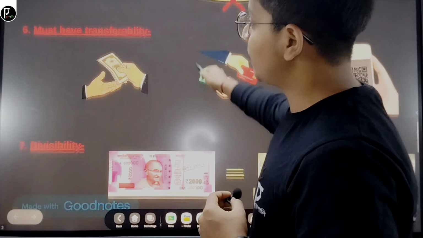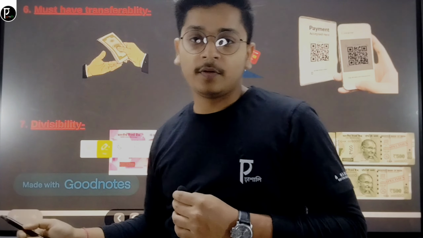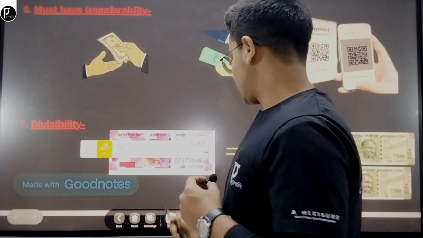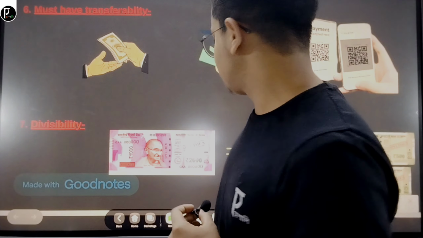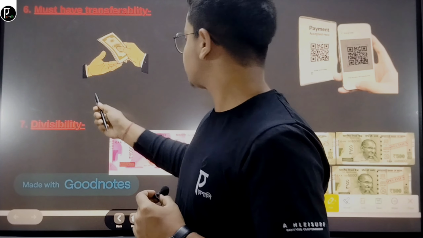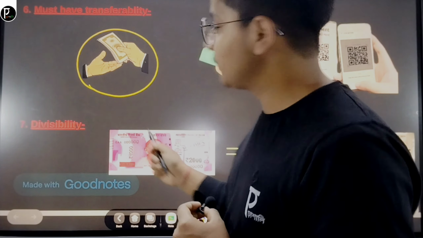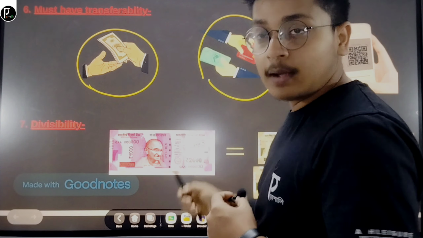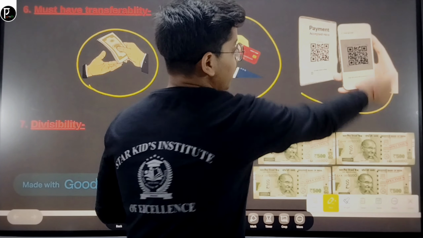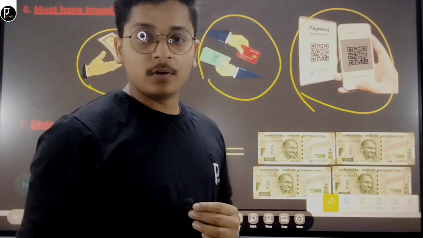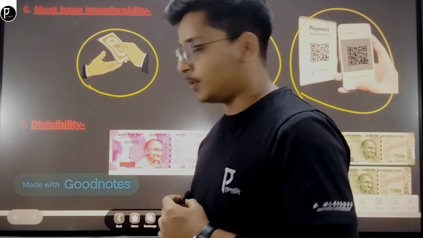Next important characteristic of money is that it must have transferability, such that we can transfer money many times. For example, we can transfer the money physically by hand. We can transfer the money by card, for example debit card, credit card, and nowadays we can transfer the money from bank account using the scanner. So money must be transferable.